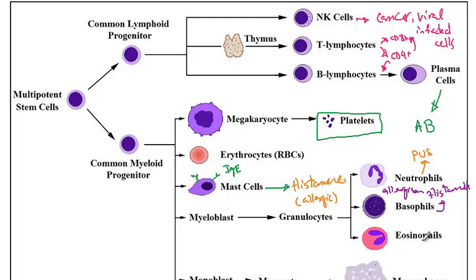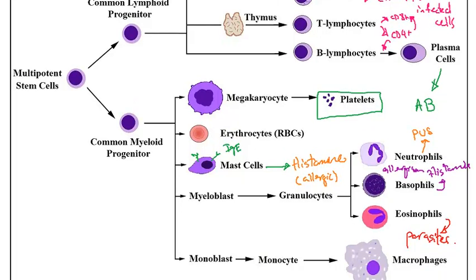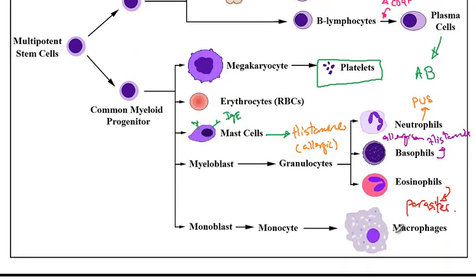in order to induce an allergic reaction. And then we have eosinophils, which are used for invading parasites. And then finally we have macrophages, which we just discussed. Macrophages are required for phagocytosis or engulfing microbes and other pathogens. Okay, so we are basically done with the discussion of this video.